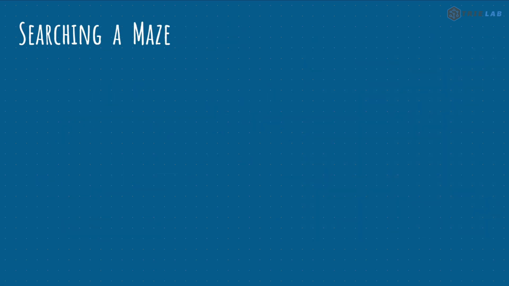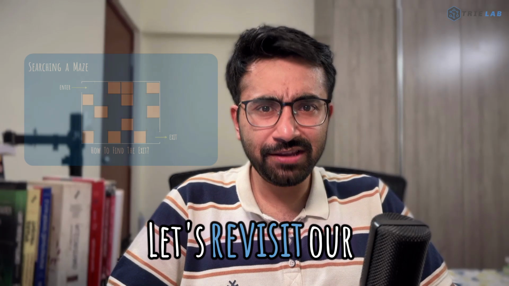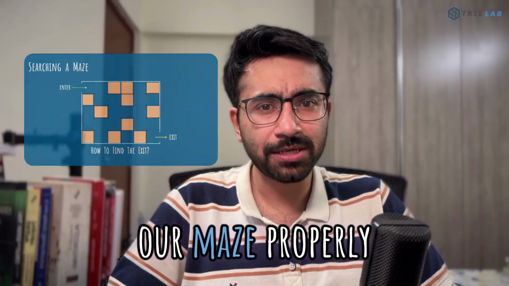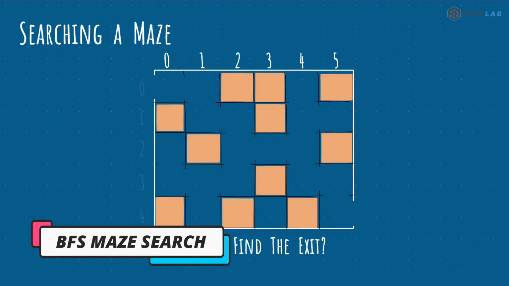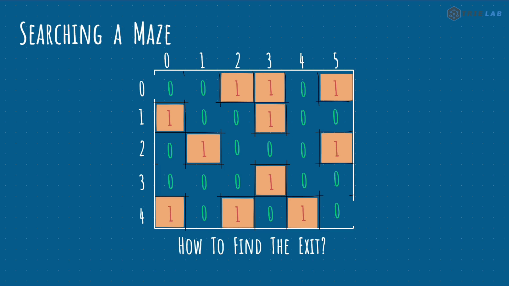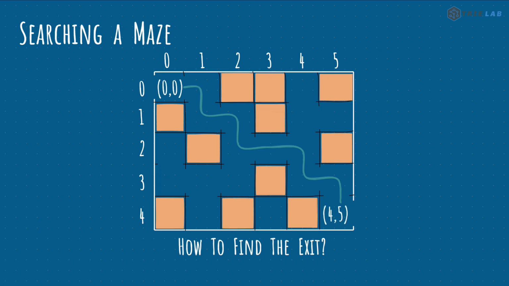Now let's see how we can apply it to solve a maze. Now let's revisit our maze problem, and we will now use breadth first search to solve this problem. But before that, we need to model our maze properly. So the main idea is that we can represent this maze as a matrix with 0 indexed rows and columns, and we will mark open cells as 0 and blocked cells as 1. So basically a person can travel through the open cells, and this problem of finding a path in the maze now reduces to finding a path from the cell 0, 0 to 4, 5.